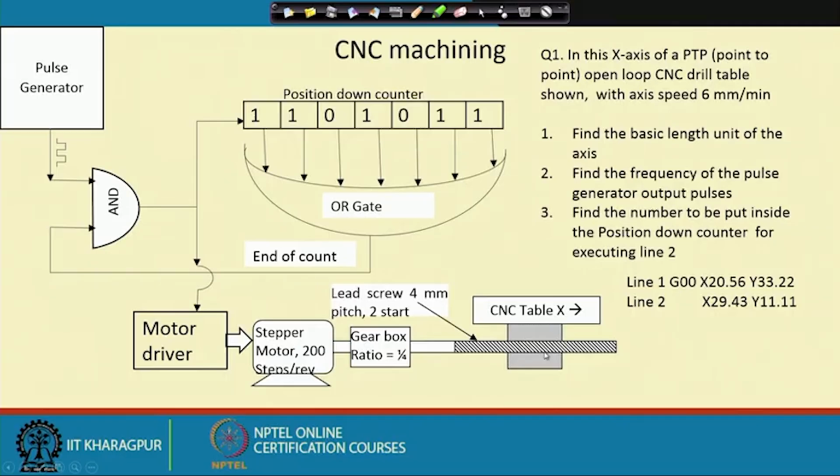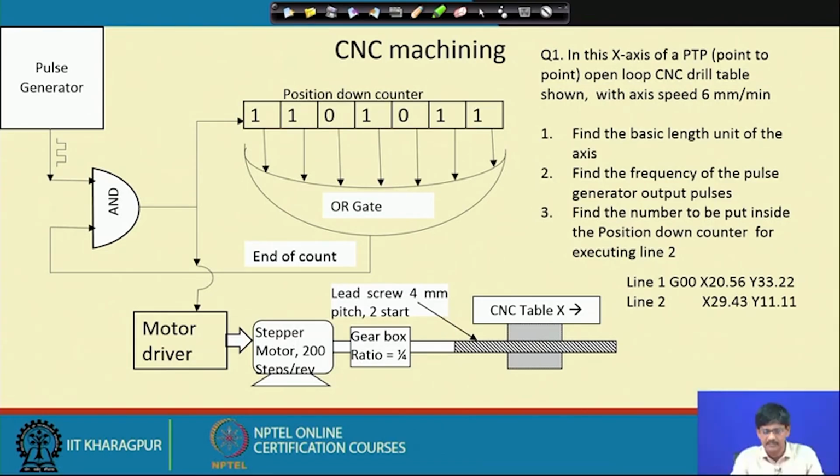Let's start right away with our figure that we have come across, and the question reads: in this x axis of a point to point open loop CNC drill table shown, with axis speed of 6 millimeters per minute, find the basic length unit of the axis, find the frequency of the pulse generator output pulses, and find the number to be put inside the position down counter for executing line number 2 of this particular couple of lines.